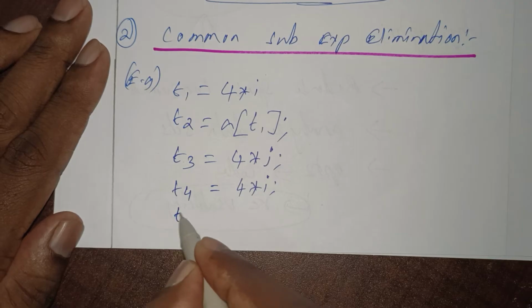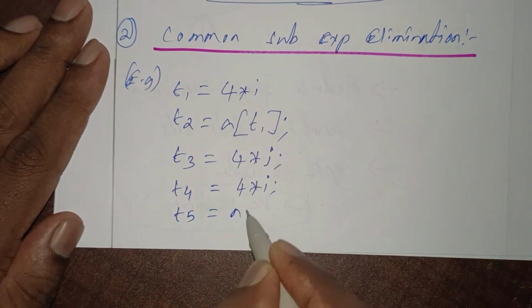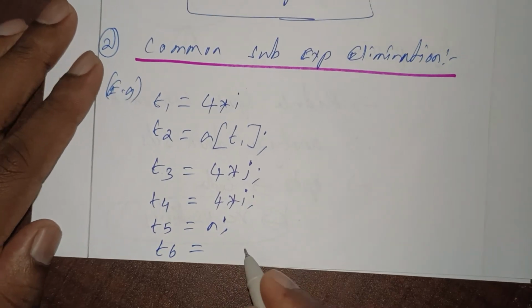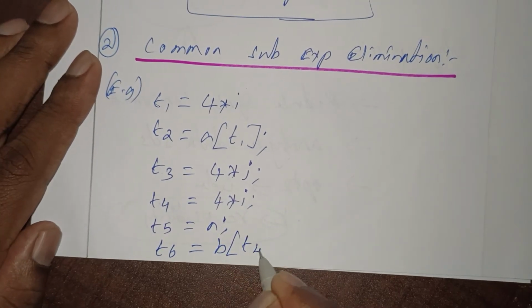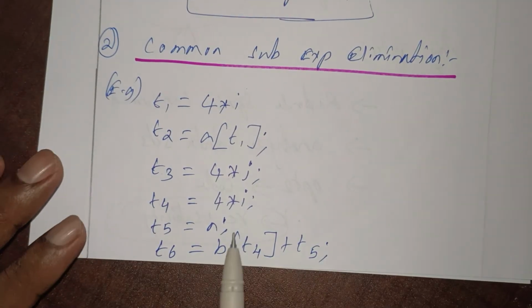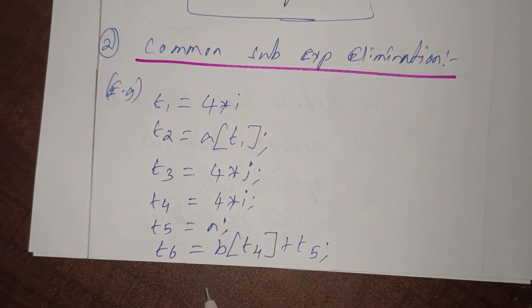T5 is equal to n. Finally, T6 is equal to B of T4 plus T5. Now you can check which particular line is not needed, or which particular line is useless.